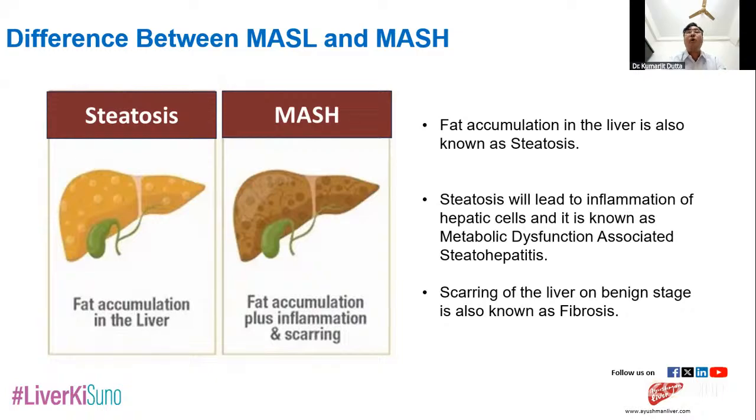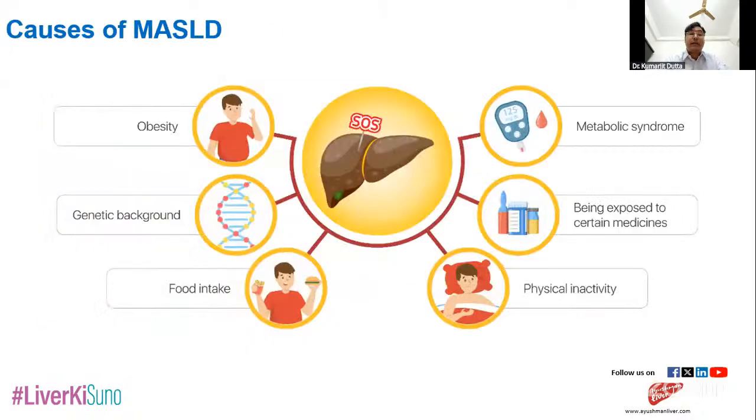Now we are coming to the causes of MASLD. I should tell you that it's a lifestyle disease. Actually, physical inactivity, a sedentary lifestyle, and the consumption of food high in simple sugar, simple carbohydrates, refined oil, and fatty food, all these cause the accumulation of fat in the liver. Obesity is a risk factor, and there is a genetic predisposition. Exposure to some medicines like corticosteroids is a risk factor, and other metabolic syndromes are also causes of MASLD.